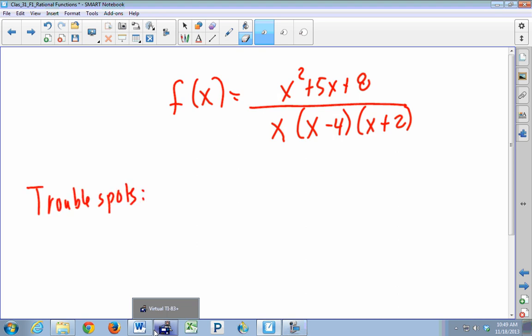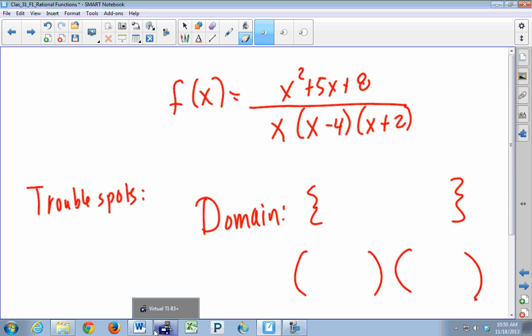And remember when we were first learning about domain way back in September, we learned that the trouble spots were the values of x that made our denominator 0, or if we had an even root, what made the radicand, the piece under the even radical sign, negative. So those were our concerns. So what would be the domain? Remember, the domain is a set. So you can either write the domain in set builder notation, or you can write it in interval notation. So what's going to be the domain here in either one of these notations?